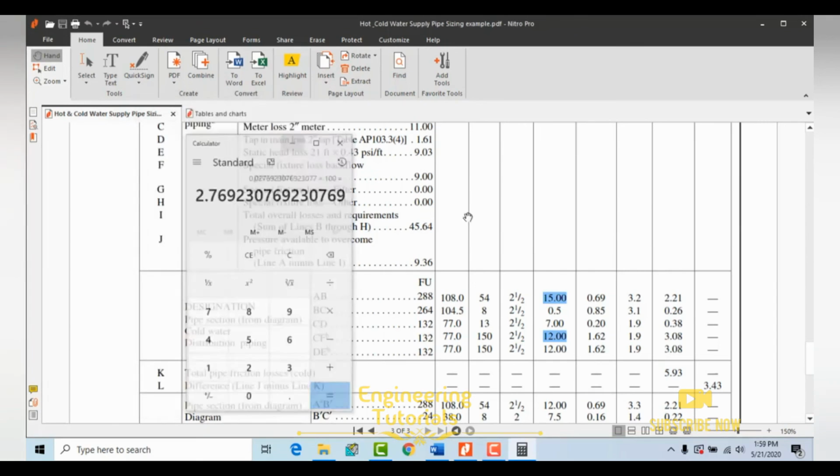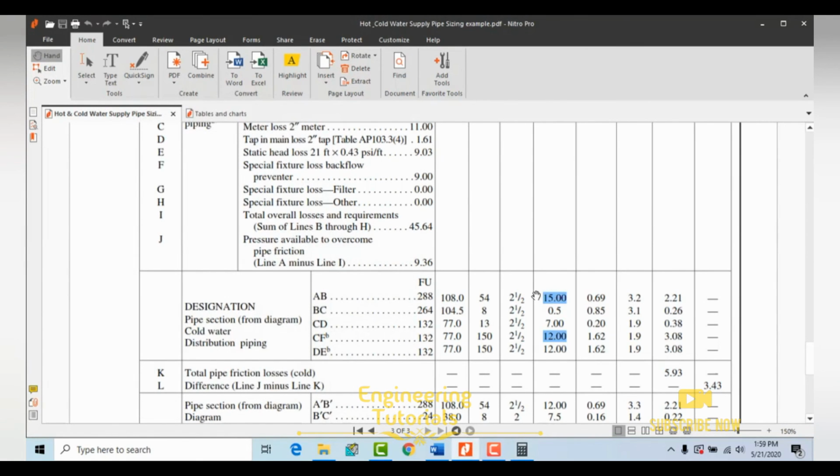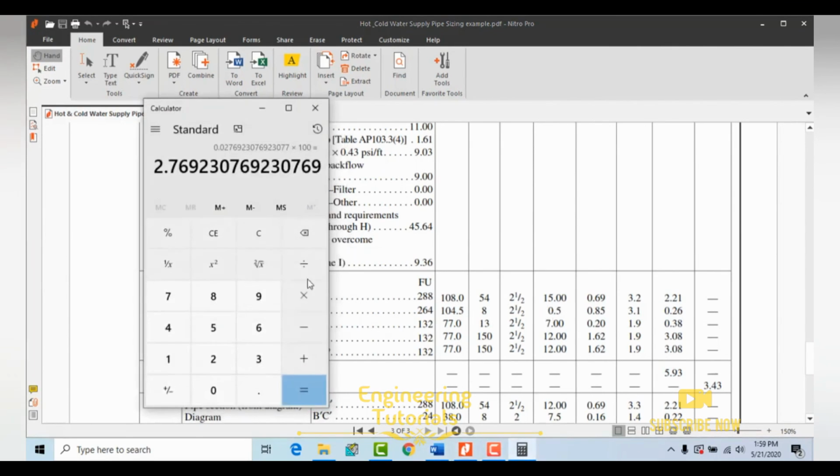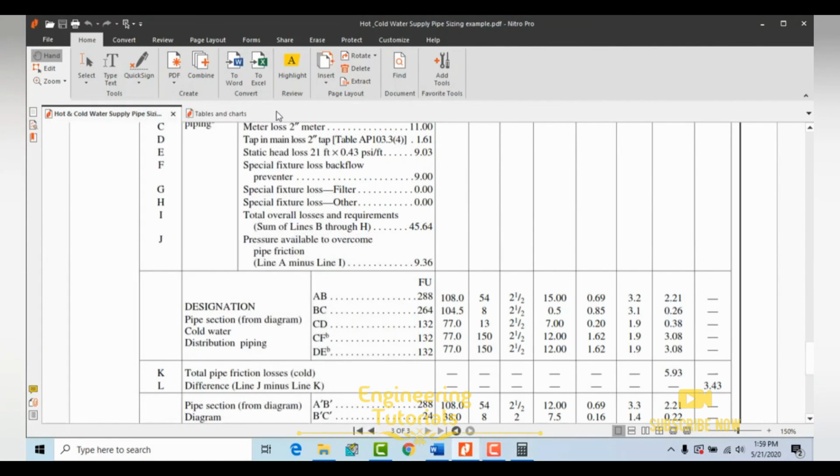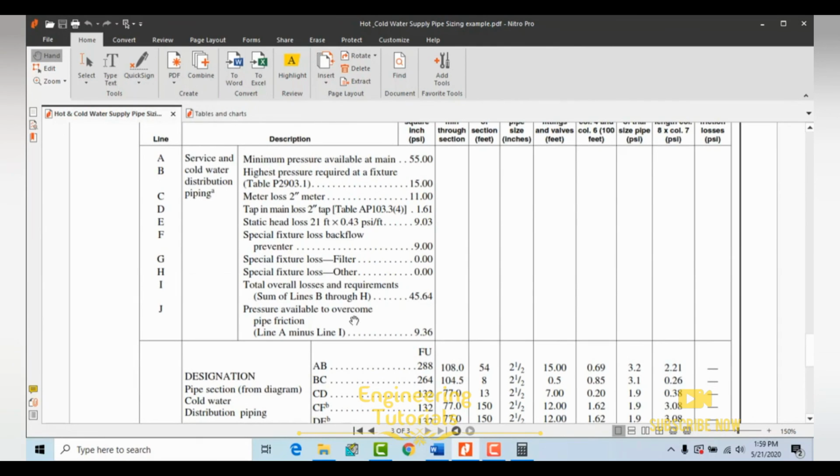So based on this 2.77 psi per 100 feet, the average friction loss, and the demand in GPM, which we already know is 108. So 108 GPM is the demand, and we know that the average friction loss is 2.77 psi per 100 feet. So now we are going to use one chart. And one more thing, all the piping we used here is copper L type piping.